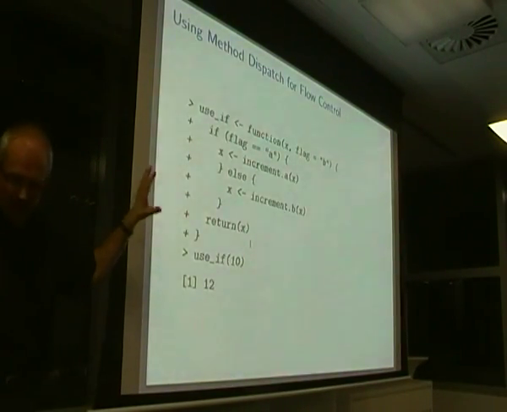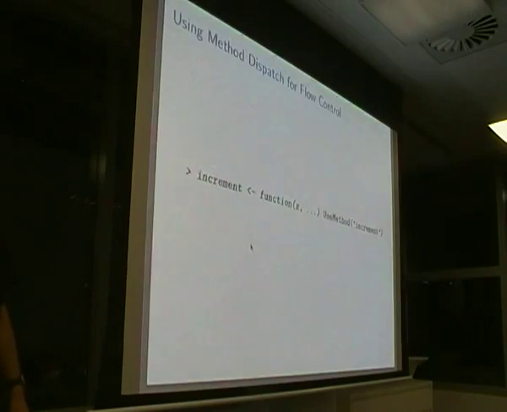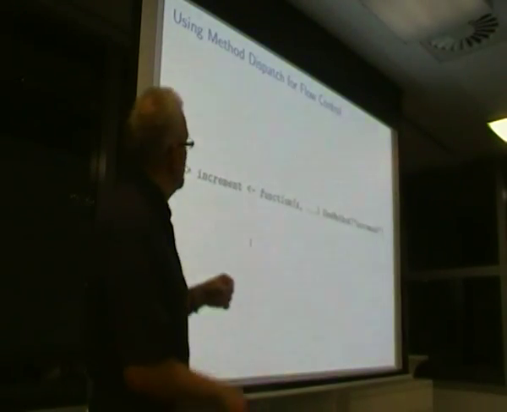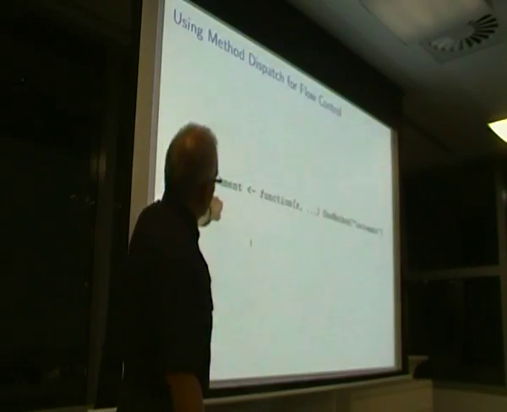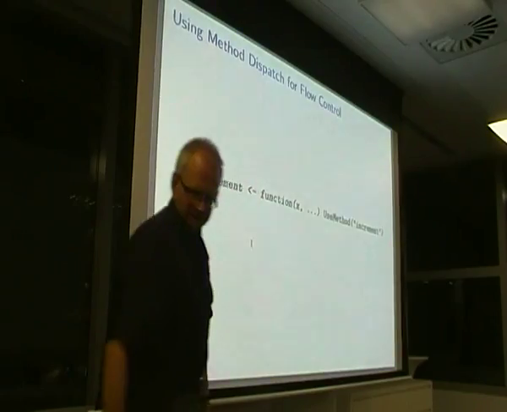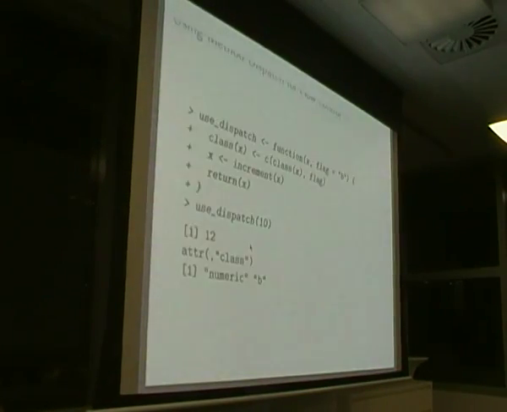Okay, that's great. That works perfectly well. It's pretty quick and everything. What about if I wanted to use method dispatch? And I'll explain why I might want to do that in a moment. If I want to use method dispatch, then I first of all have to create my generic function. There it is. That's my generic method.